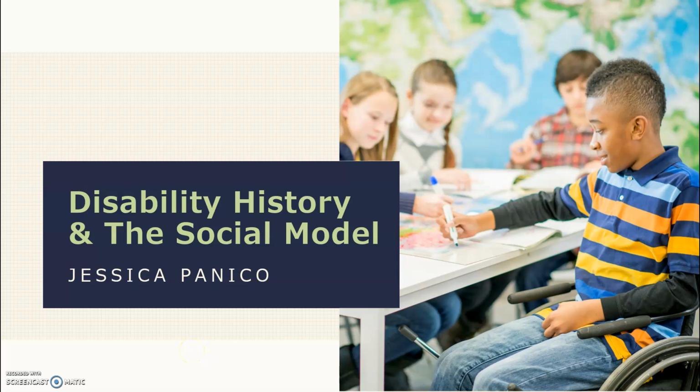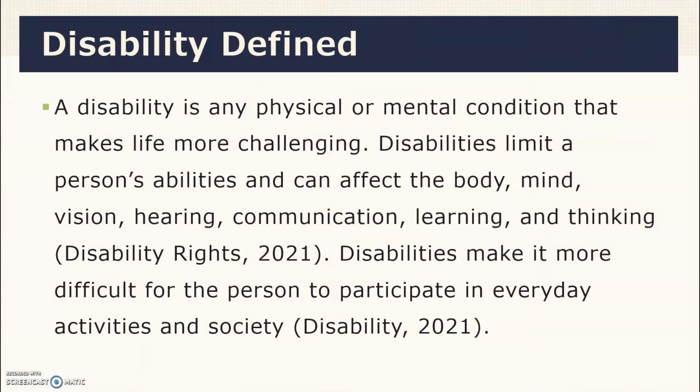This is the story of disability history and the social model by Jessica Panico, created for middle school students. Disability defined. A disability is any physical or mental condition that makes life more challenging. Disabilities limit a person's ability and can affect the body, mind, vision, hearing, communication, learning, and thinking. Disabilities make it more difficult for the person to participate in everyday activities and society.